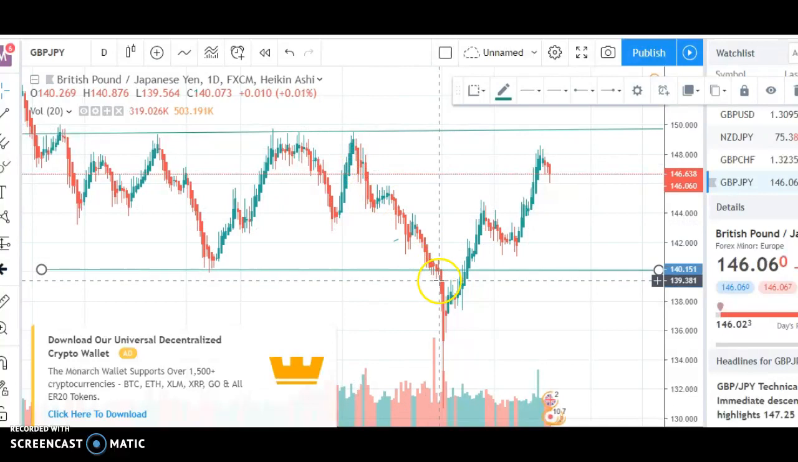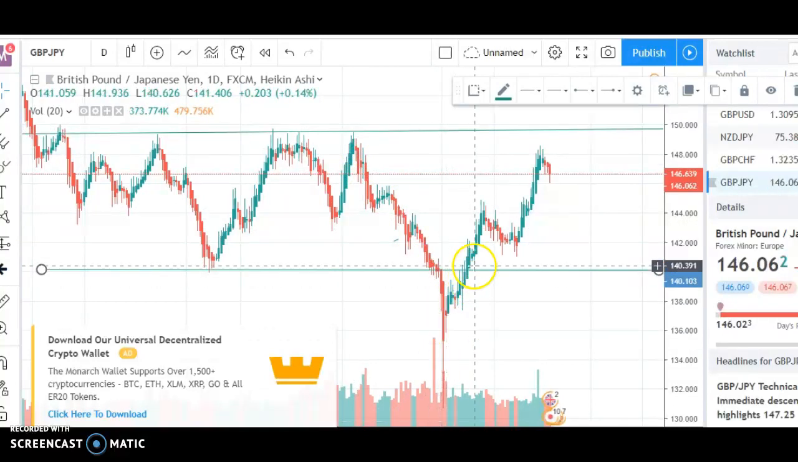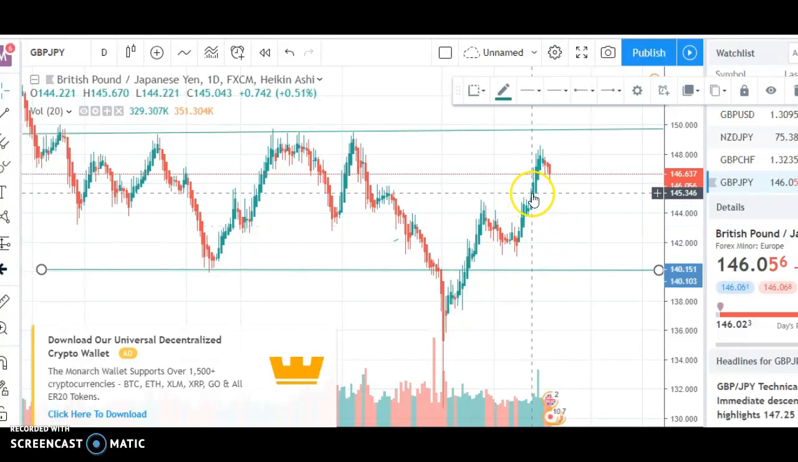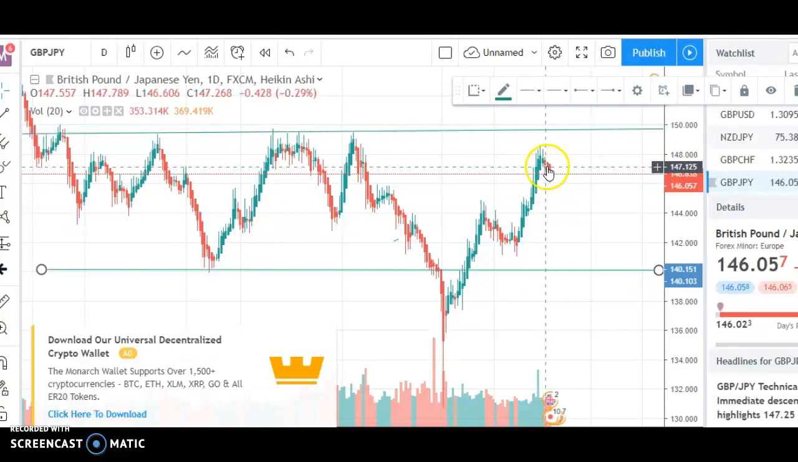It came down and broke the line. Are you seeing it now? It came up again. Came down, stick. Now it's on the verge of going to hit this. But right now it is selling.